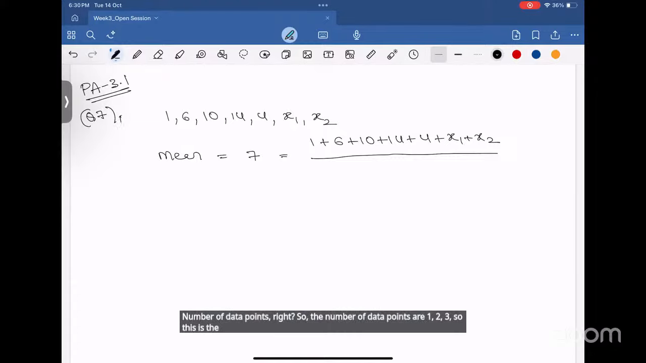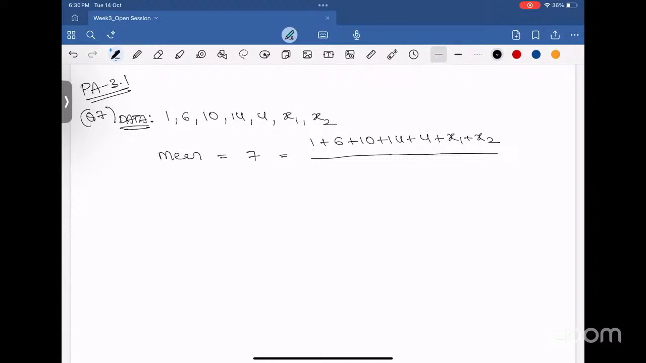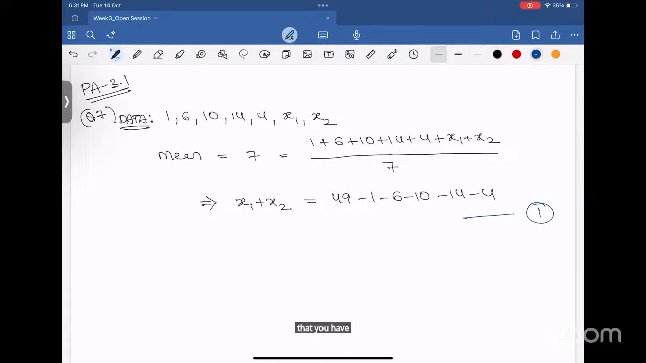So this is the data. Counting them: 1, 2, 3, 4, 5, 6, 7. So from here, I can get x1 plus x2. It is 49 minus 1 minus 6 minus 10 minus 14 minus 4, which will be x1 plus x2. You can compute that value and say that is equation 1 with respect to x1 and x2. Then we also have another piece of information, which is the standard deviation.